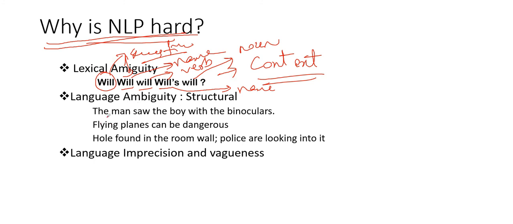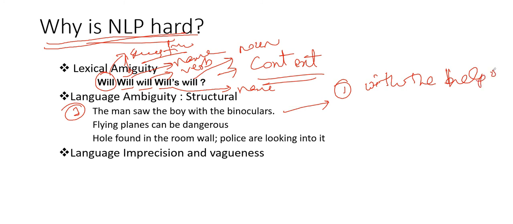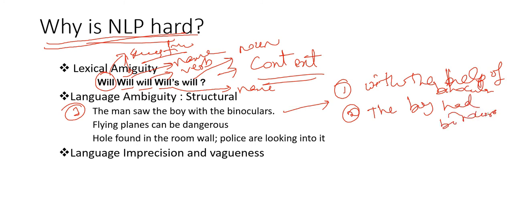For example, given sentence 1, "The man saw the boy with the binoculars." Now it may mean that with the help of the binoculars, the man saw the boy, or it may mean that the man saw the boy who had binoculars. So it can have two meanings.